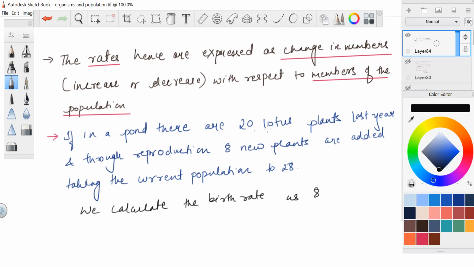Okay, and this is the current population. Birth rate you have to calculate. So it will be calculated as the number of new plants, 8, divided by the last year's total number of lotus plants. So 8 upon 20 is equal to 0.4 offsprings per lotus per year.